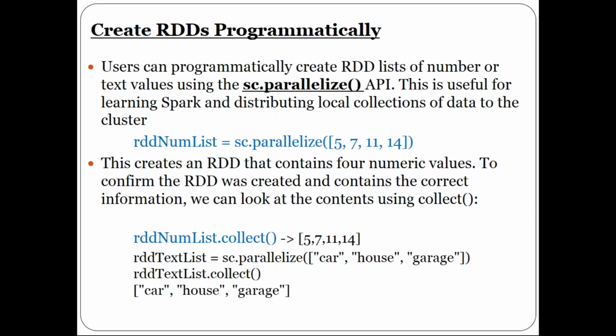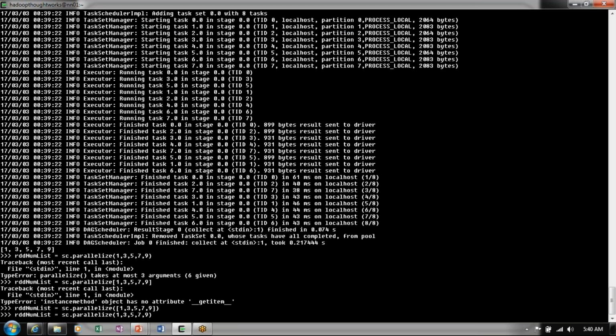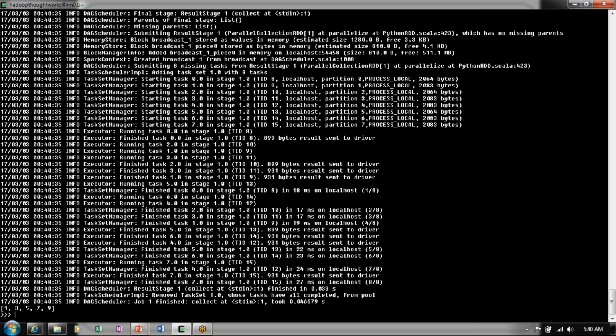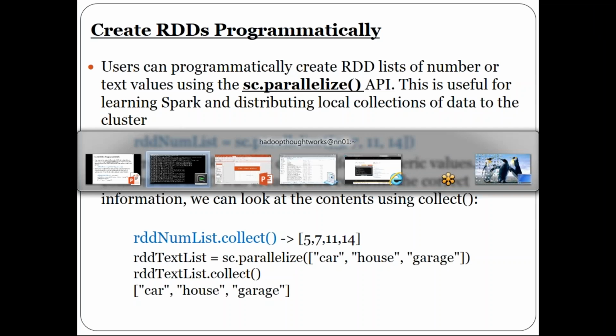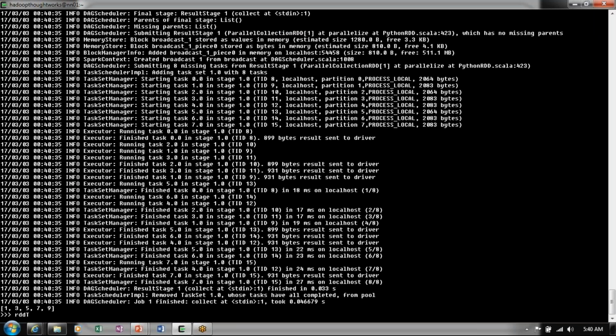Now this sc.parallelize is creating an RDD for numeric values. To confirm the RDD is created and contains the correct data, we just have to use the collect statement. I have already shown you that. Let me do it once again. Now it has taken 1 3 5 7 9. Now let me do RDD text list. RDD text list is equal to sc.parallelize.